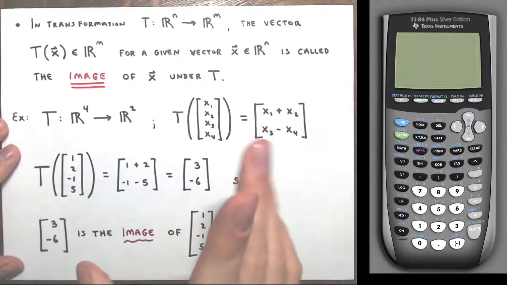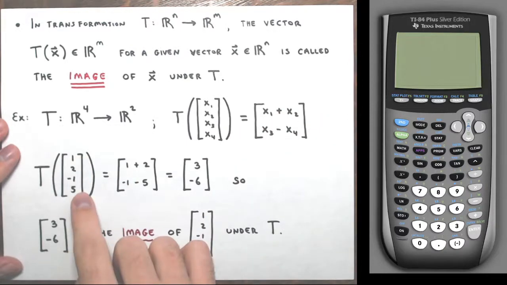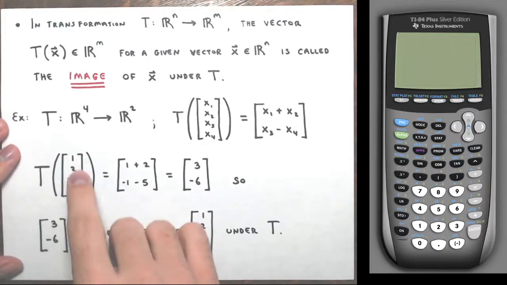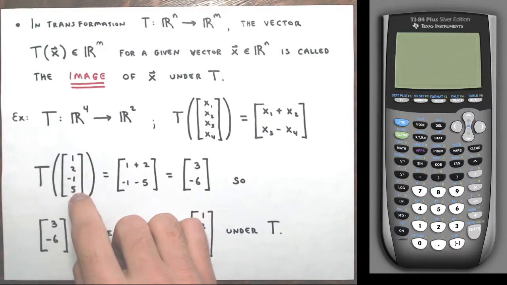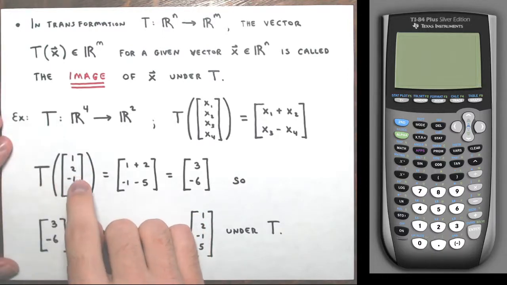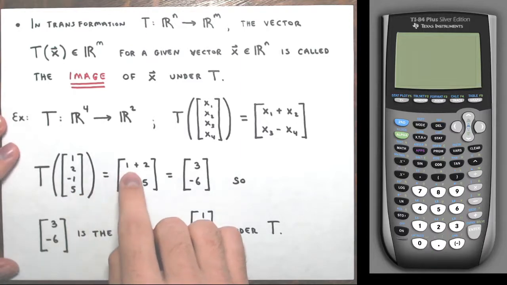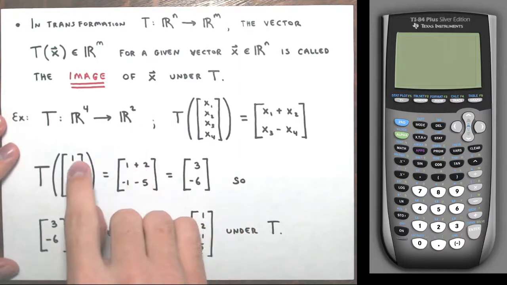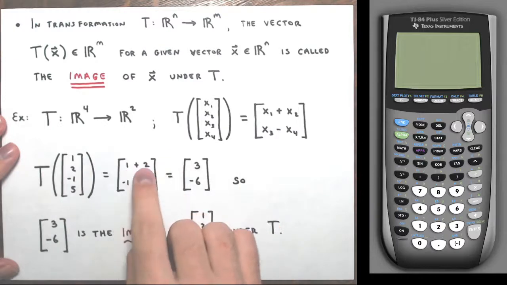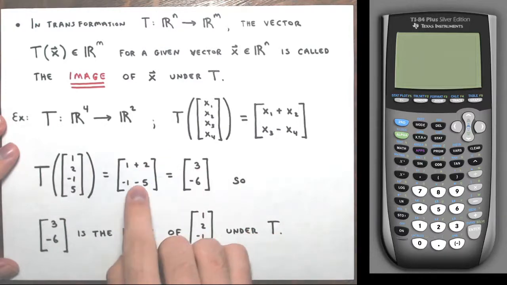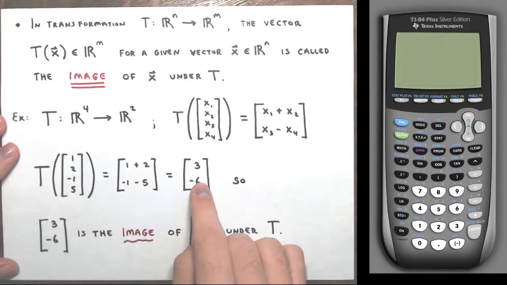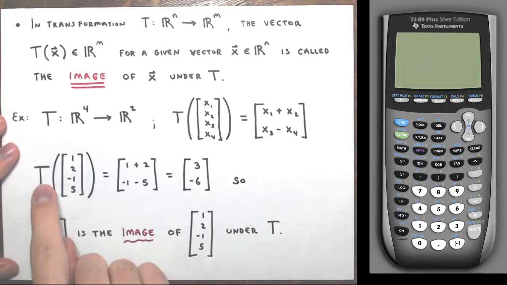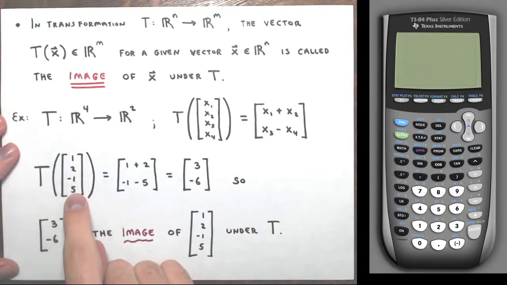Alright, so let's take one example. Say this vector here. Suppose my input, again from R4, has the components 1, 2, negative 1, and 5. Well, the value of T at this vector would be something from R2, where the first component is x1 plus x2, 1 plus 2, so 3. And the second component is x3 minus x4, negative 1 minus 5, negative 6. So T of (1, 2, negative 1, 5) is the vector (3, negative 6).